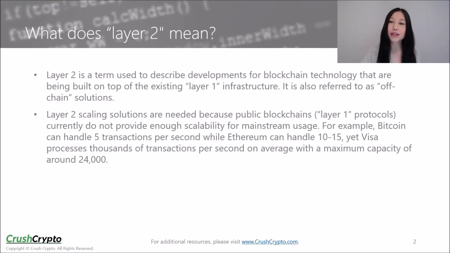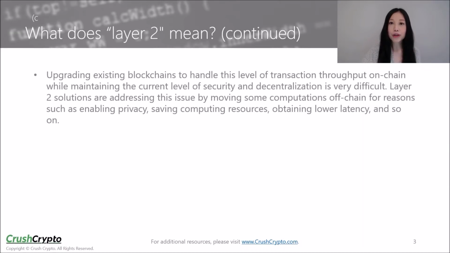Visa, on average, can process thousands of transactions per second and has a maximum capacity of around 24,000 transactions per second. It is difficult to upgrade existing blockchains to handle this level of transaction throughput on-chain while maintaining the current level of security and decentralization. Layer 2 solutions attempt to address this issue by moving some computations off-chain. This would help enable privacy, save computing resources, obtain lower latency, and so on.